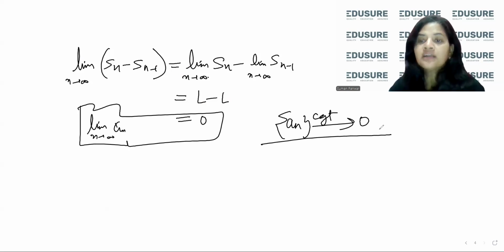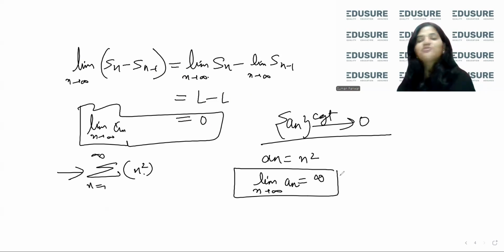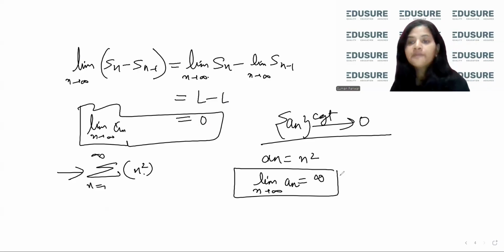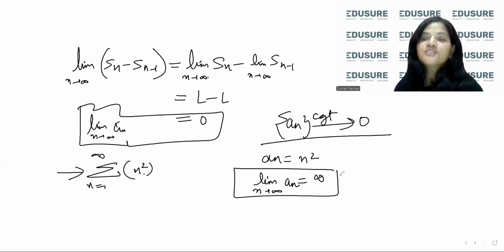So we can use this result to disprove that a certain series is convergent. Let us look at an example. Suppose you are given the series summation n going from 1 to infinity n squared. Here your a_n is n squared. Limit n tending to infinity a_n is plus infinity. Since the sequence is not converging to 0, this infinite series will not have a sum. This result is sometimes very handy in eliminating options in a multiple choice question where you are supposed to discuss convergence of a series.